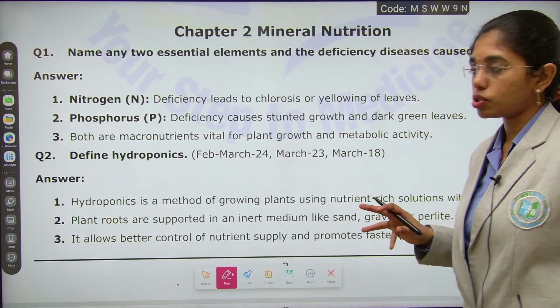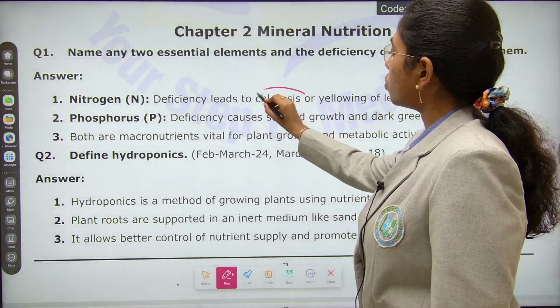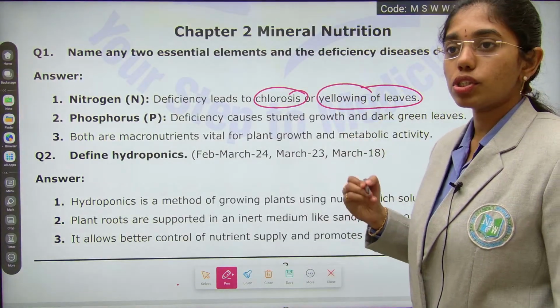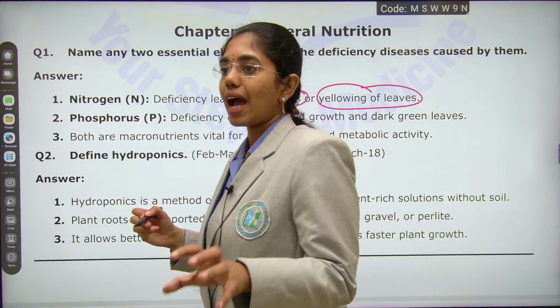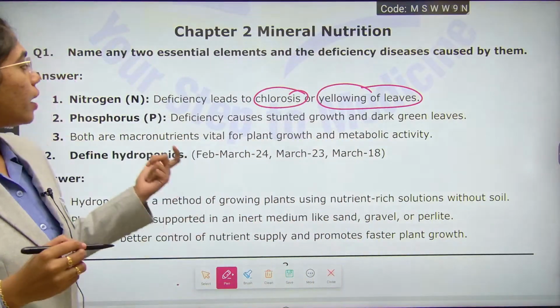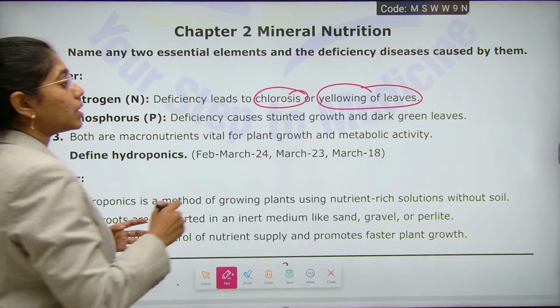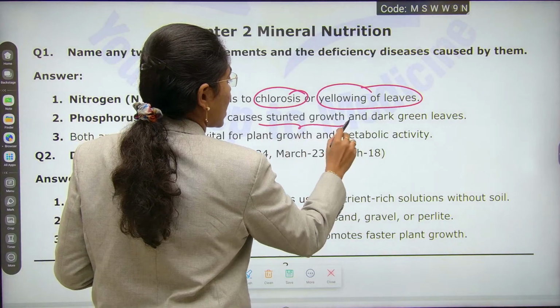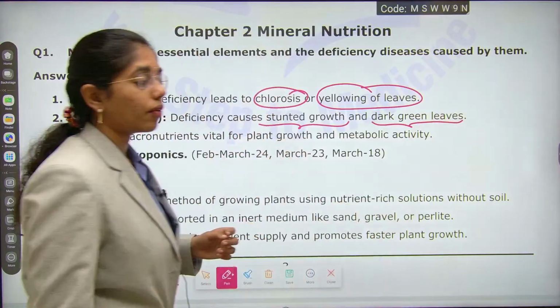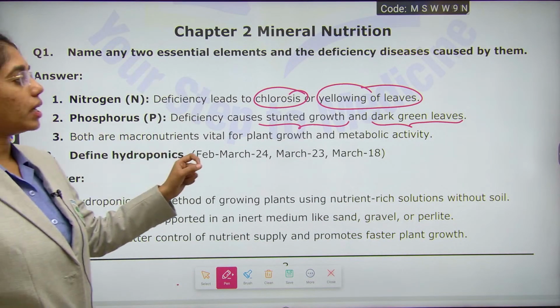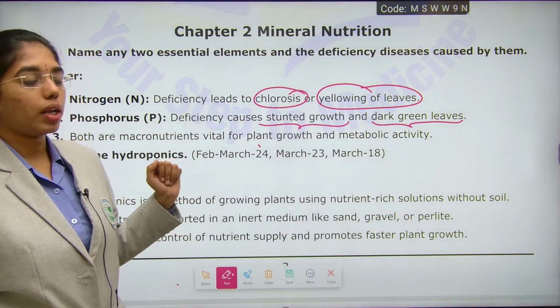If you look into two major essential elements that we have to focus on, first is nitrogen, whose deficiency will lead to chlorosis and yellowing of the leaf. And here you see phosphorus, the deficiency of phosphorus will cause stunted growth and dark green leaves. Both are macronutrients which are vital for plant growth and metabolic activity.